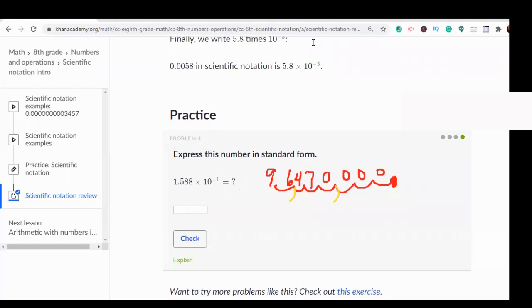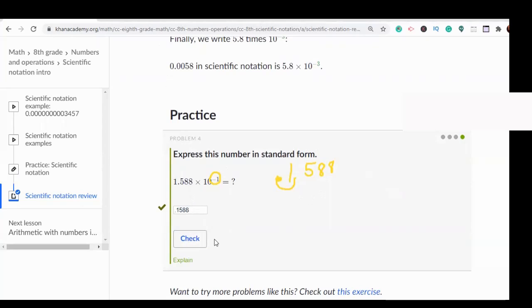We will do this again, but this time our number has a negative exponent, and this time we will be moving the decimal place to the left because it's a negative exponent. So once again, start out with the given number, locate the decimal, and move it the appropriate number of places to the left. So we're only going one place, and we stop. So our new number is 0.1588.